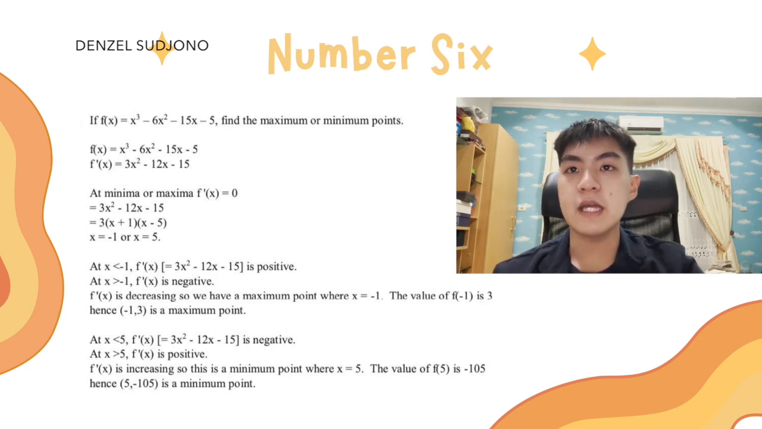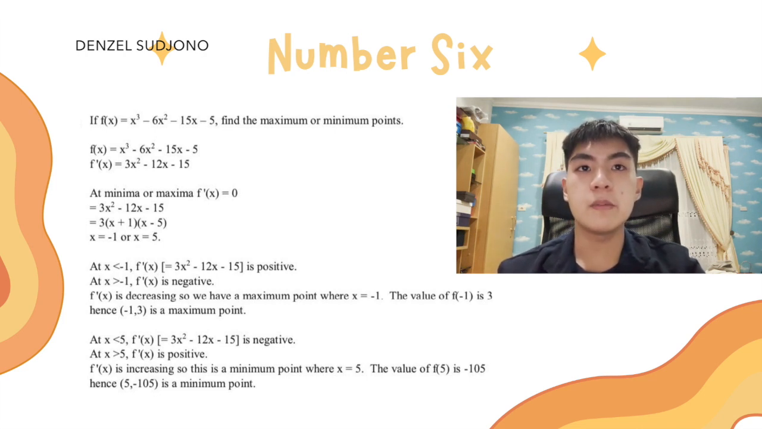At values of x less than 5, the value of the first derivative is negative. While at the values of x more than 5, the value of the first derivative is positive. So the first derivative is increasing, so this is a minimum point where x equals 5. The value of the function at 5 is -105. Hence, the minimum point will be (5, -105).